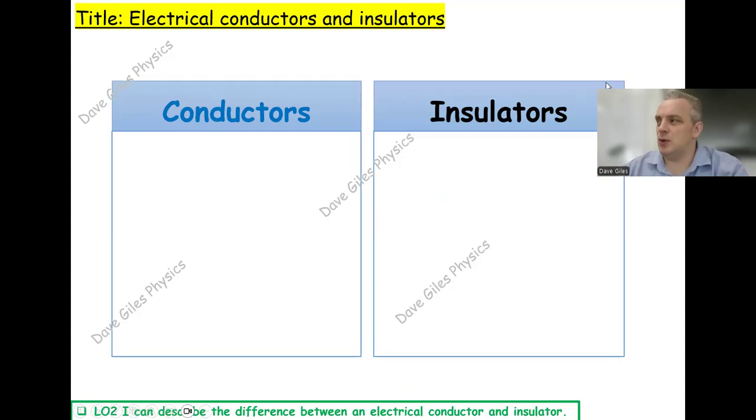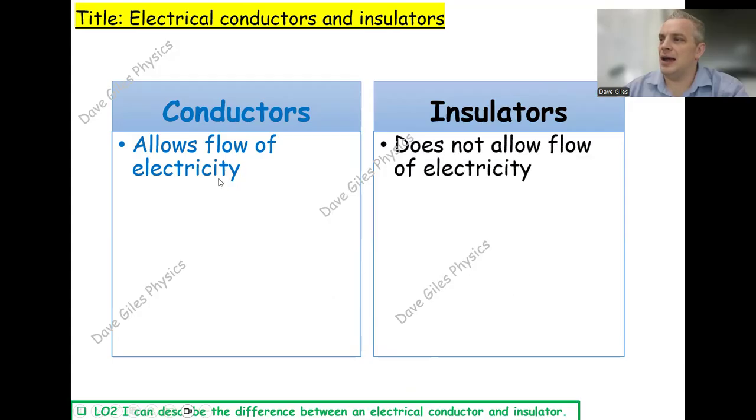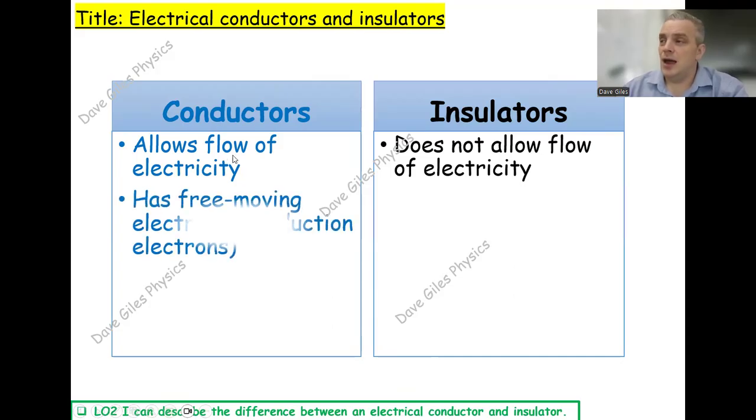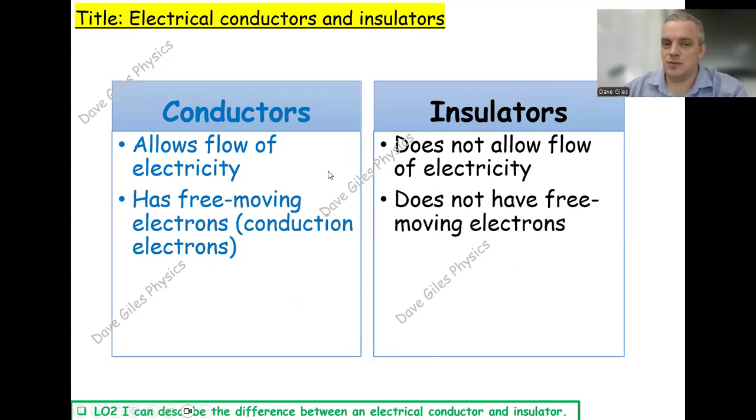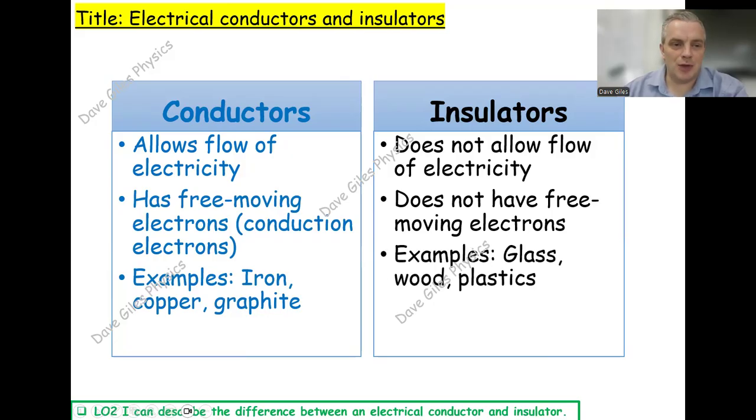Let's take a look at the difference between conductors and insulators. A conductor allows the flow of electricity; an insulator does not. I should maybe say instead of electricity, current might be a better way to word that. A conductor has free moving, conducting electrons. An insulator does not. Some examples of conductors are iron, copper, graphite. The first two are metals. Graphite is one which isn't a metal, but it is a conductor. Some examples of insulators are glass, wood, and plastic.